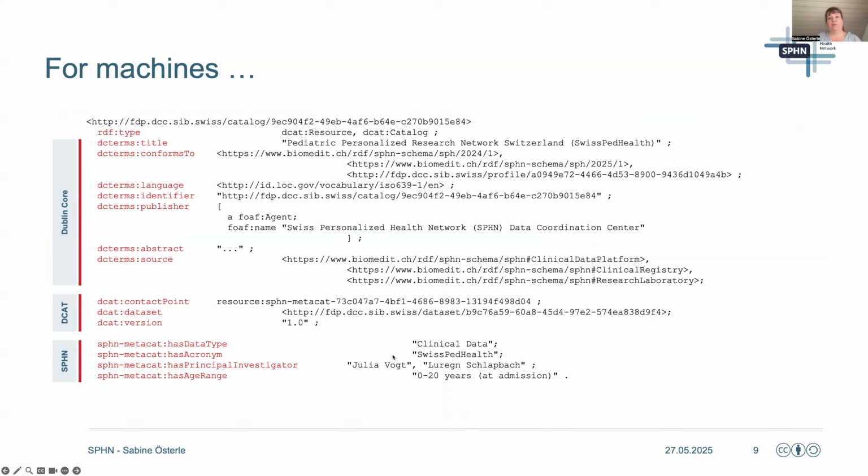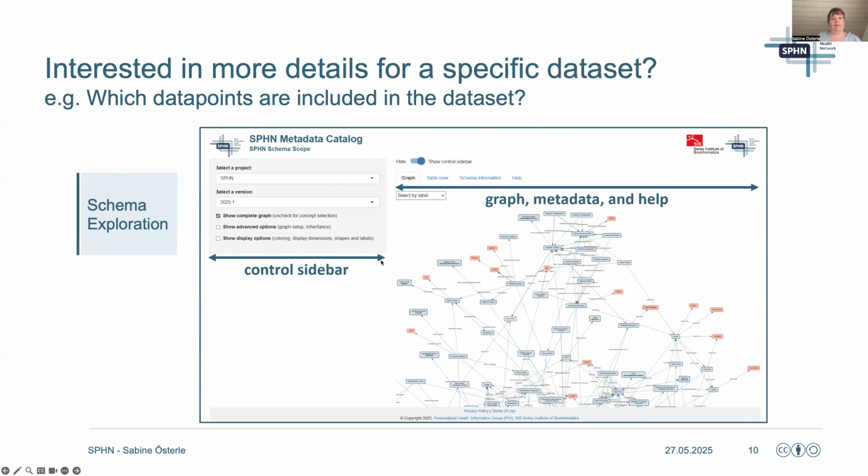So this is just a snippet of the RDF, and you can nicely see here how our controlled vocabulary comes into place. So you can see here different elements coming from the Dublin Core or from the DCAT, and also some of the elements which we defined in SPHN and how actually this looks like. But I fully have to agree, this is not really intuitive for the humans to read, and that's really why we actually developed SchemaScope.